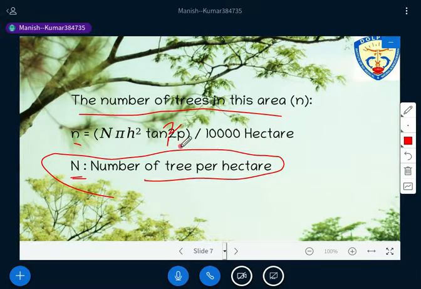I have written tan square p, but I know that when I convert to PDF I get this equation again, right? When I make the slide, this is tan square p, but after making it a PDF I get tan 2p here, but it should be tan square p, right? So the formula will be n pi h square tan square p divided by 10,000 hectare. Through this you are able to get the number of trees in this particular area on which you are doing all your vertical point sampling exercises.